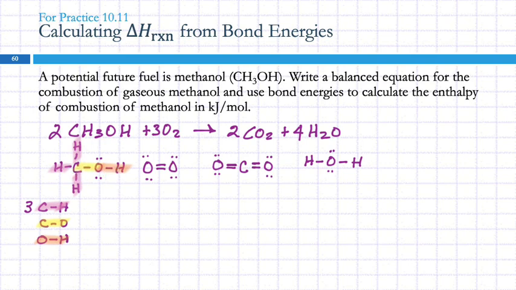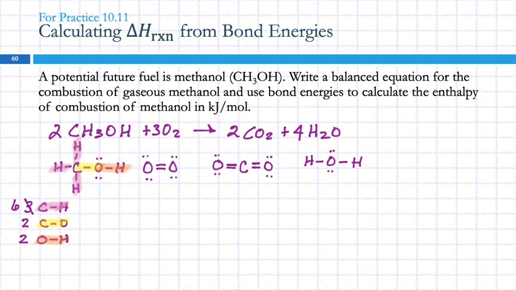Okay? So if I had a mole of molecules, I'd have 1 mole of these bonds, 3 moles of those bonds, 1 mole of this one, and 1 mole of that. But how many moles do I have? I have 2. So if I have 2 moles, that means that I'm going to have 6 moles of the carbon-hydrogen bonds that get broken, 2 moles of the carbon-oxygen, and 2 moles of the oxygen-hydrogen bonds.